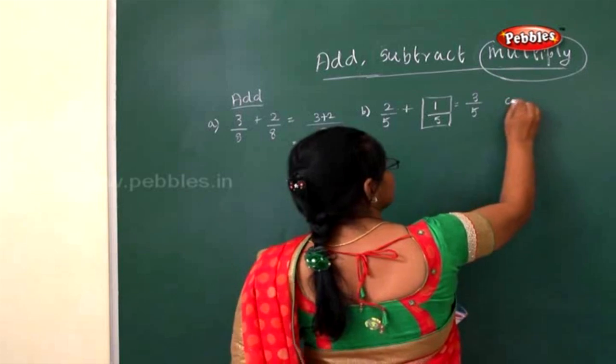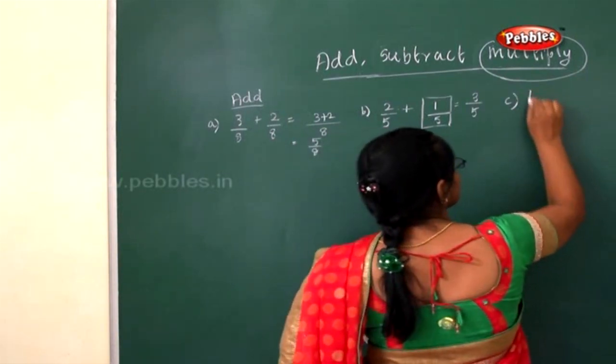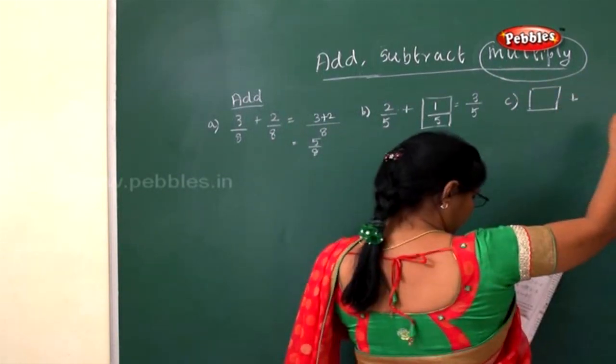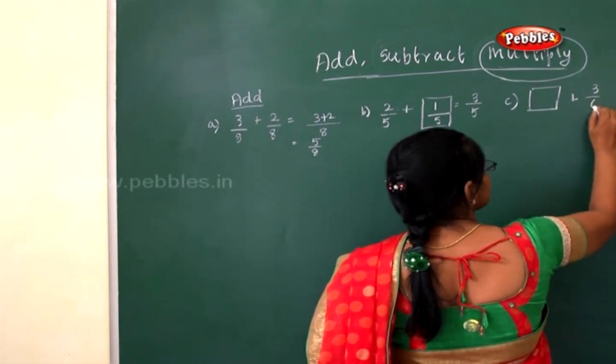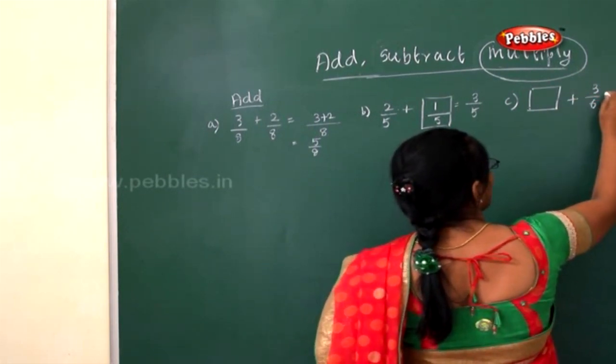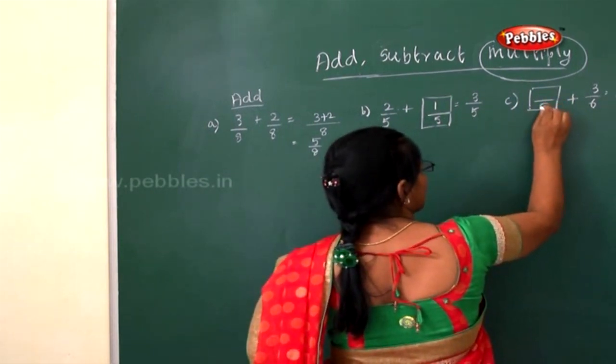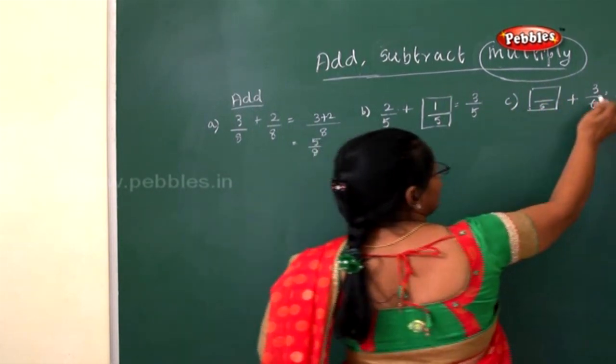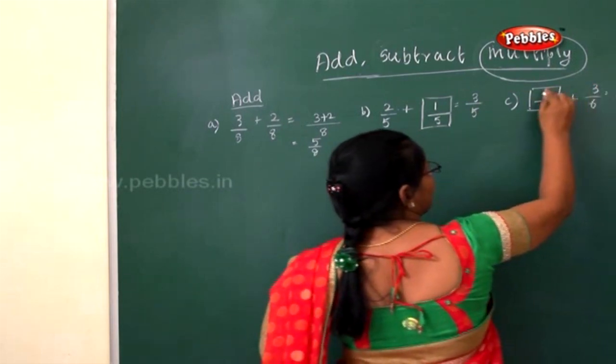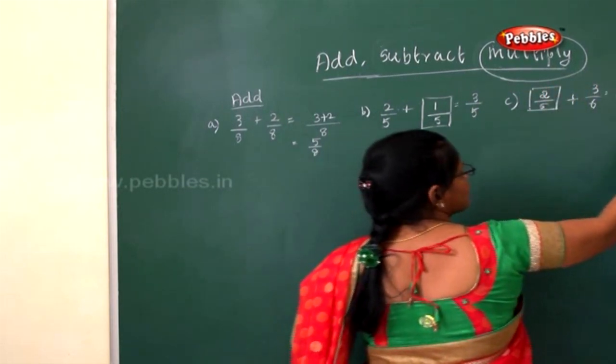Now the next one is a blank plus 3 by 6 equal to 5 by 6. The denominator will be the same here, so you just take 6 here. And here what plus 3 is equal to 5? It is 2. 2 plus 3 makes 5.